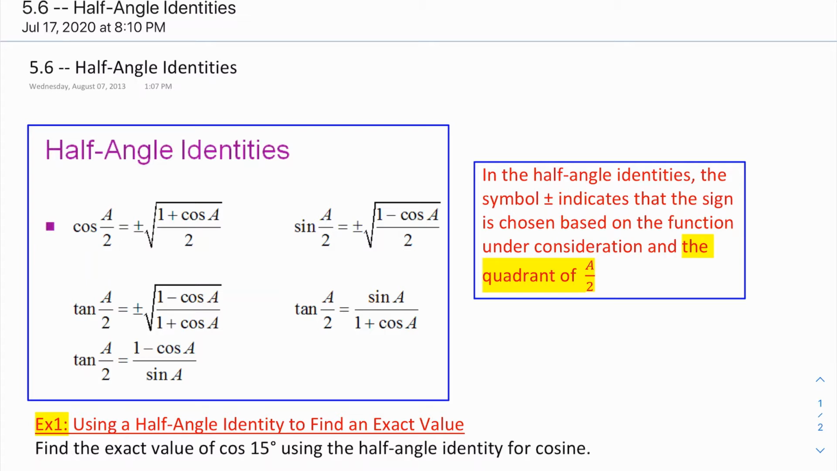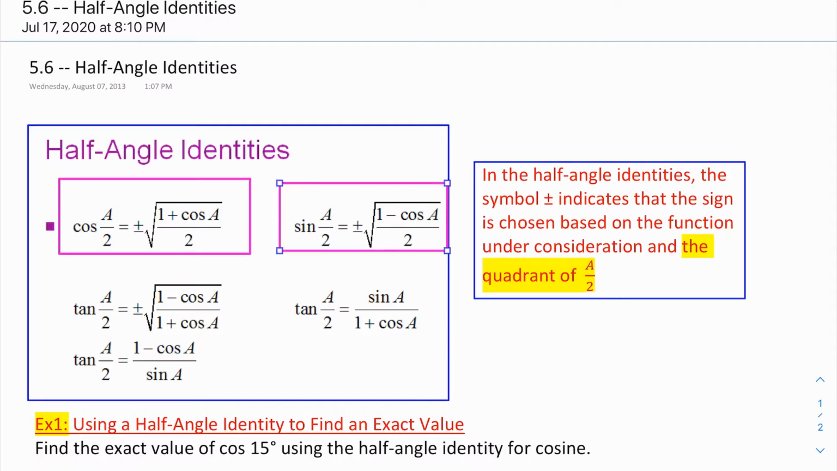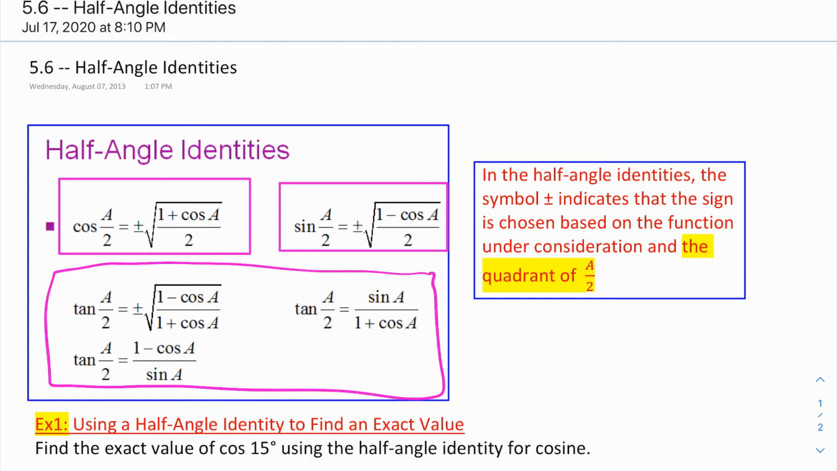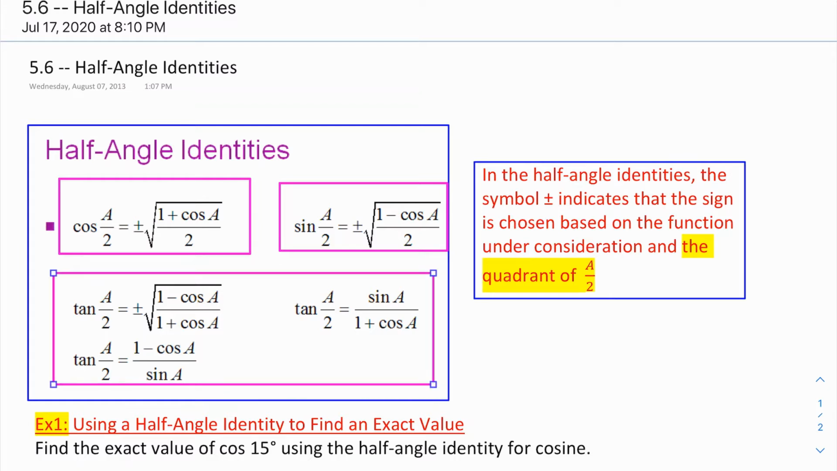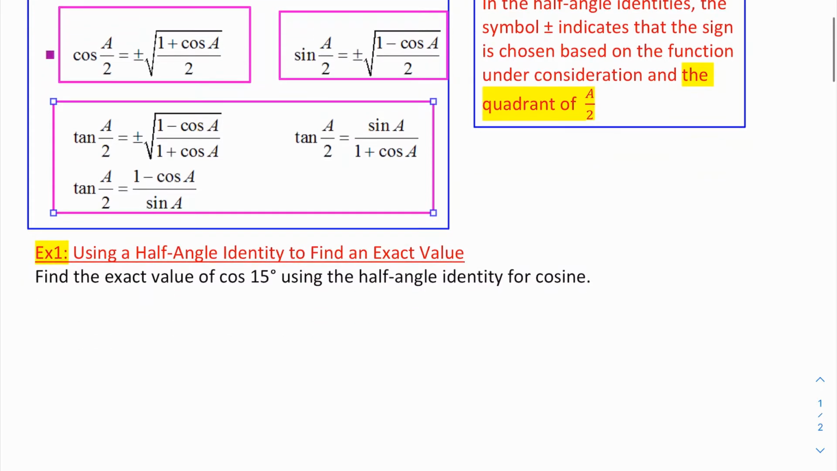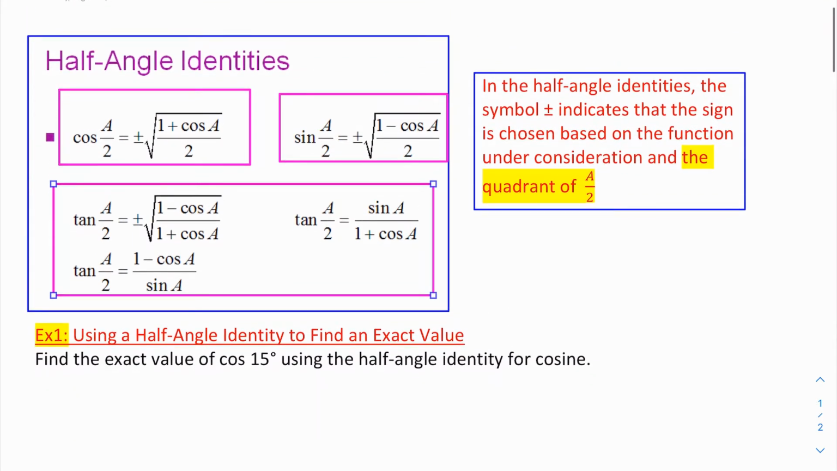So we have cosine here. We have sine and tangent has a whole bunch of them. Okay, so tangent has 3, where last time when we did cosine, the double angle identities, cosine had 3 of them. All right, so the reason that there's a plus minus here in front of these is because you have to determine what quadrant the half angle's in, and then you can determine what sign it's going to be.